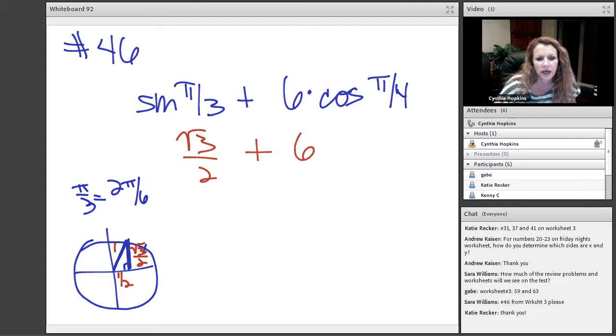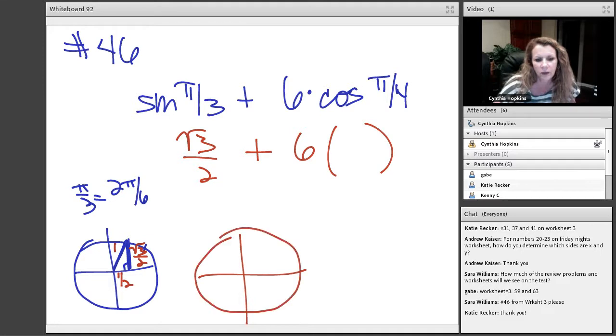Then a plus sign, 6, and then I'm going to put parentheses. Now I want the cosine of pi over 4. Well, I have to know that pi over 4 is 45 degrees. When I draw my perpendicular to the x-axis, if that's 1, this is rad 2 over 2, and this is rad 2 over 2. I want cosine, that's the x over r, so rad 2 over 2.